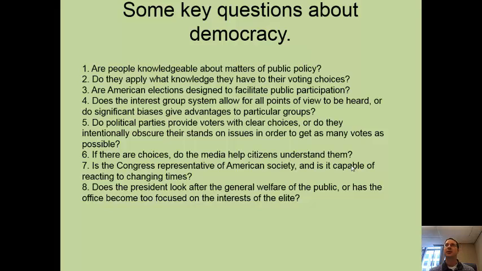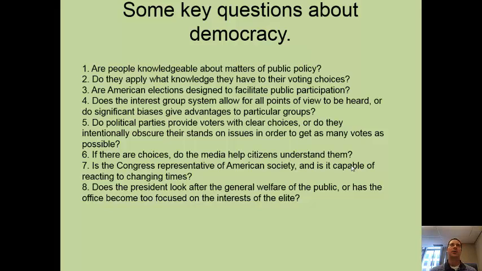Do American elections work? Are they designed to get everybody participating? Do interest groups allow all points to be heard? Are there biases within groups? Do parties work? Does the media help with the problem or cause the problem of understanding what's going on in our political system?